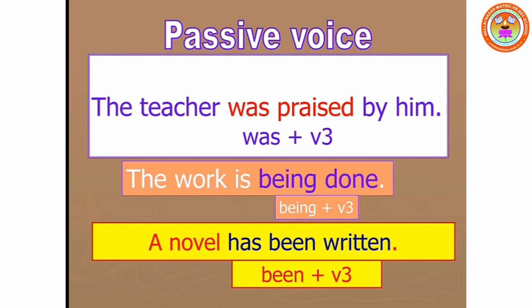To identify, we have to consider the verb forms. Is or was or are or were plus verb 3 indicate the passive form. Being plus verb 3 and been plus verb 3 also indicate the passive form.